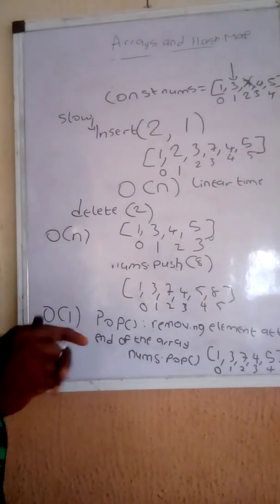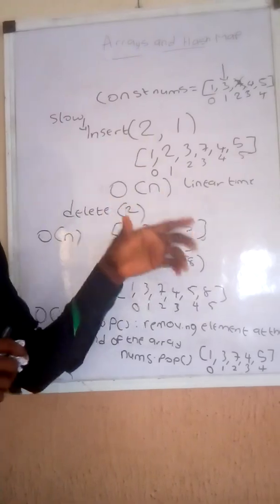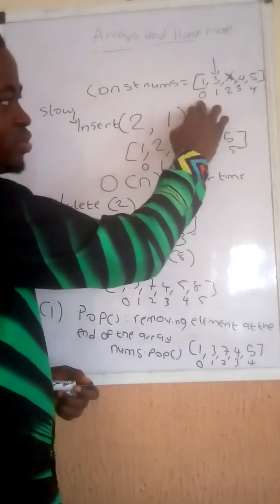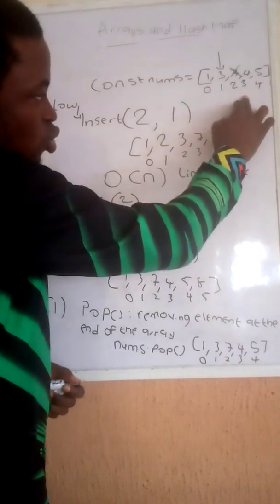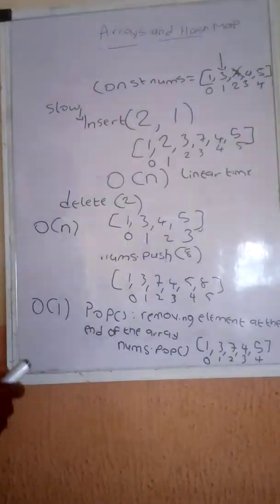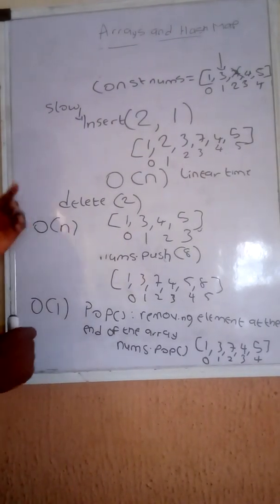Again, in an array, the elements are ordered. So you see that we are starting from index 0, 1, 2, 3, 4, and so on and so forth.